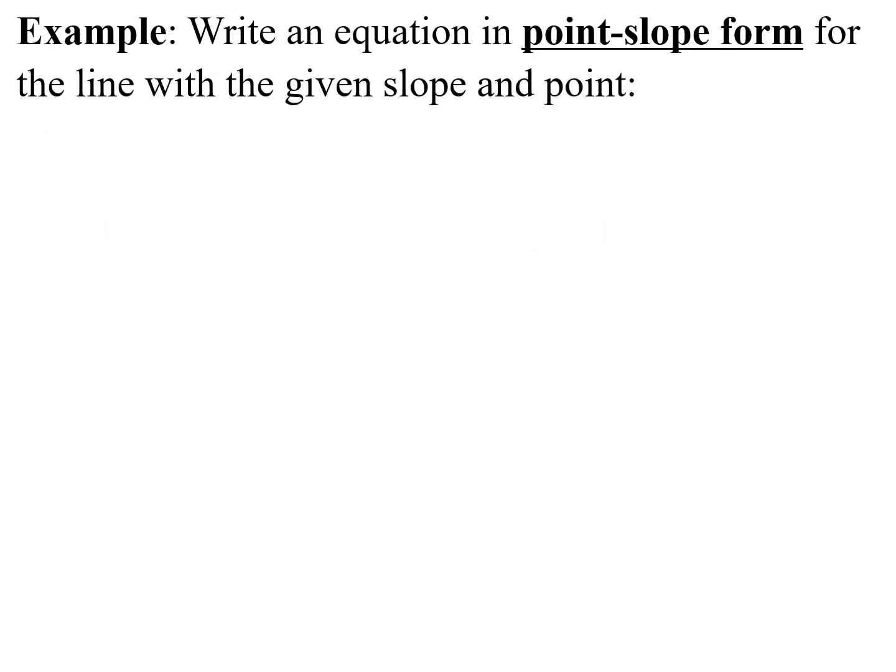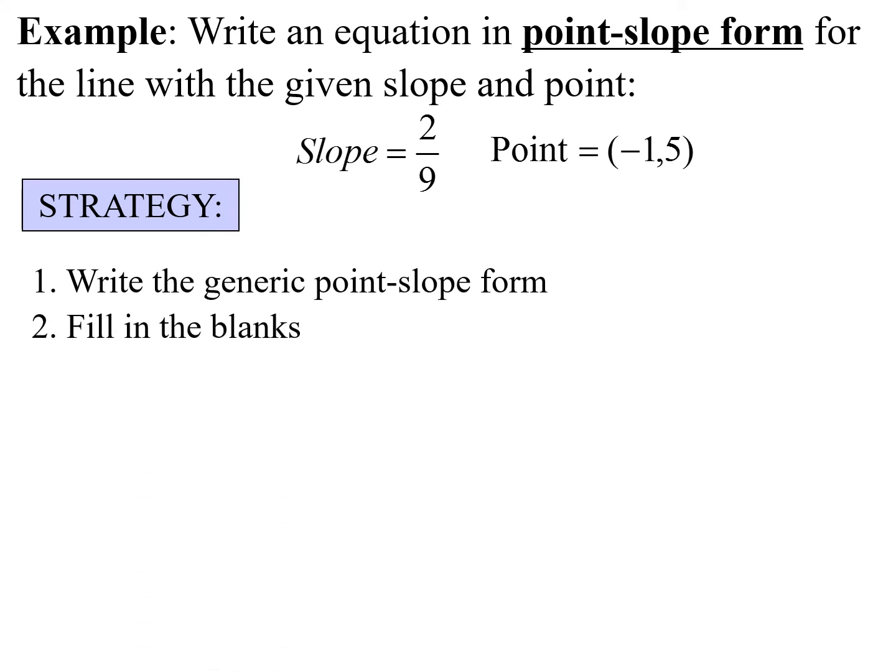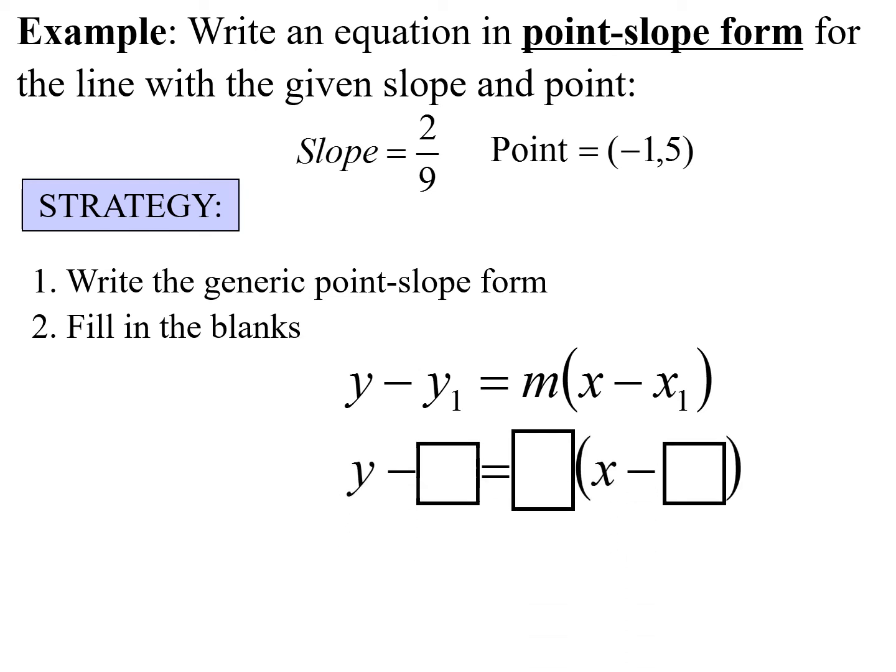All right, so let's take a look at writing an equation in point-slope form for the line with the given slope and point. So my slope is 2/9 and my point is (-1, 5). So for our strategy, first we want to write the generic point-slope form. Second, let's go ahead and fill in the blanks. Right. So first we have y - y1 = m(x - x1). So our blanks are where we have y1, m, and x1.